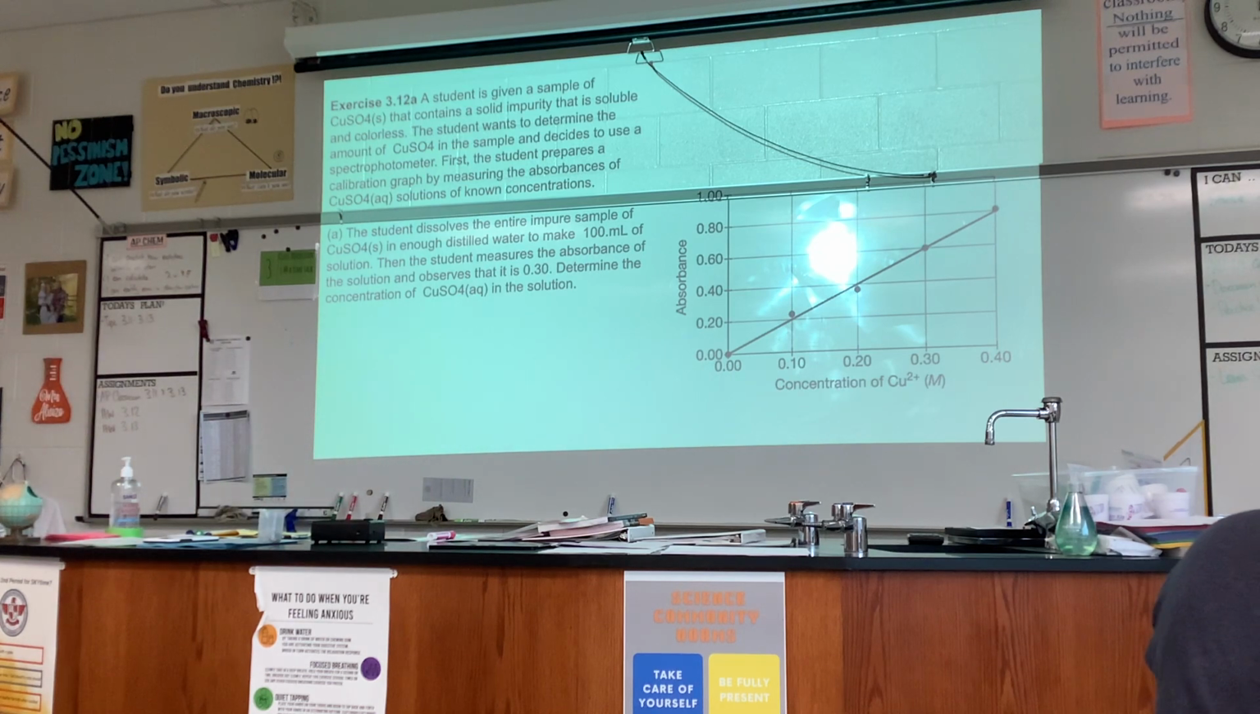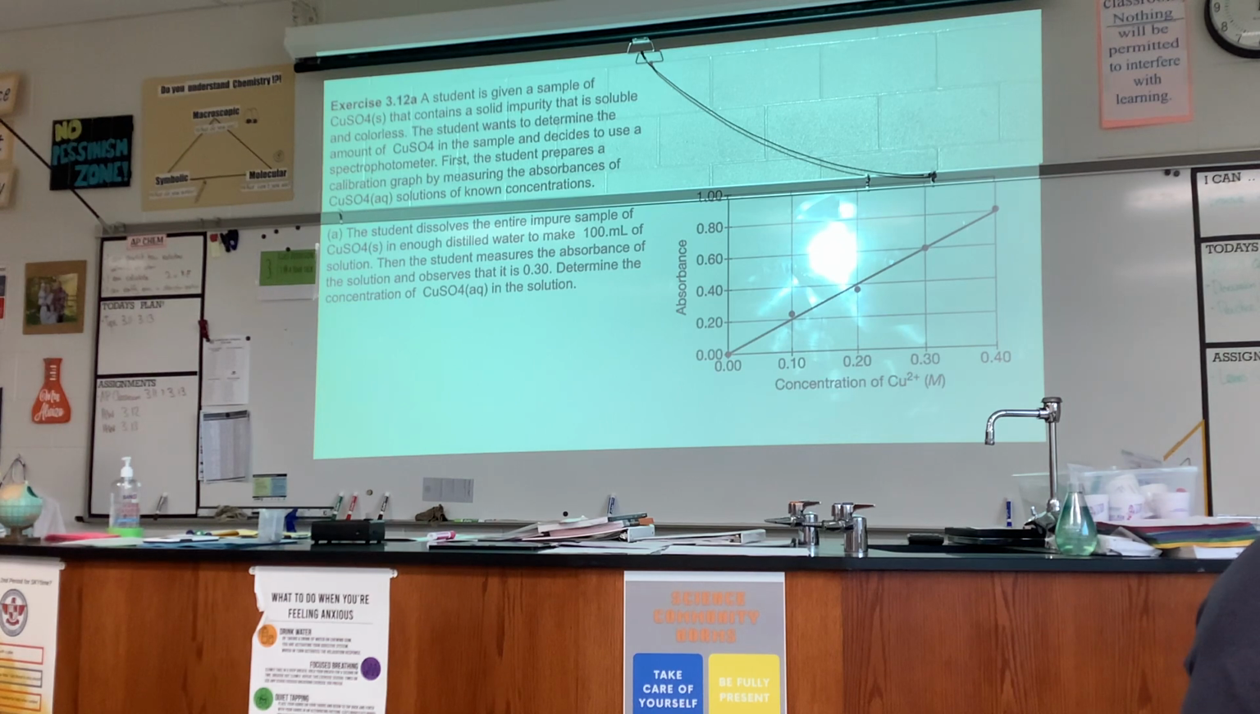So they say a student is given a sample of copper sulfate that contains a solid impurity that is soluble and colorless. The student wants to determine how much copper sulfate is in the sample and decides to use a spectrophotometer. First, the student prepares a calibration graph by measuring the absorbances of copper sulfate solutions of known concentrations. So that's how we made the graph.